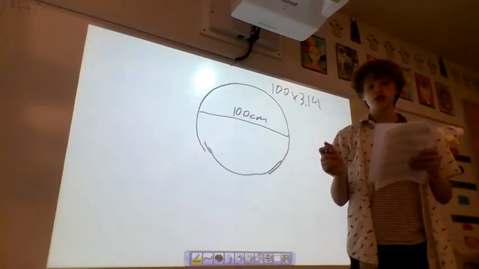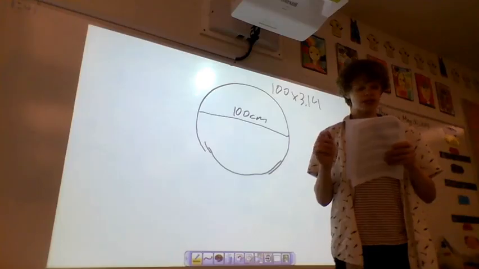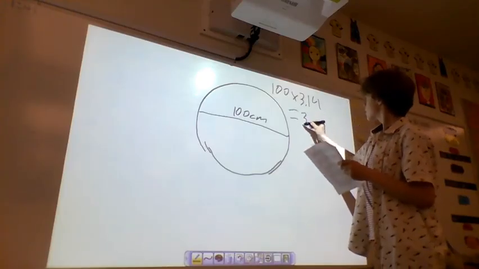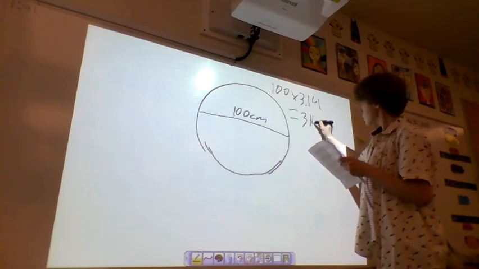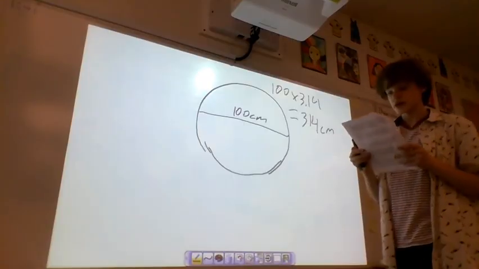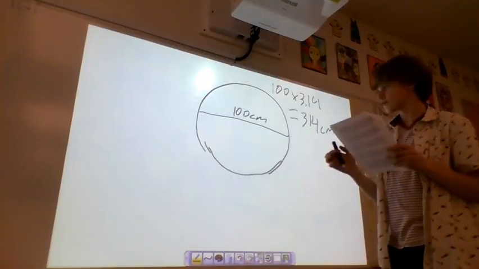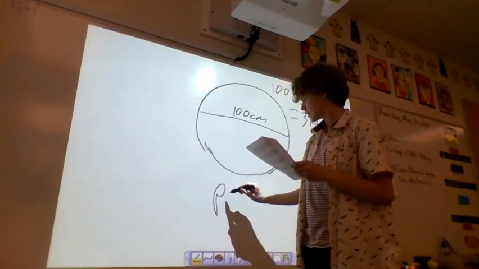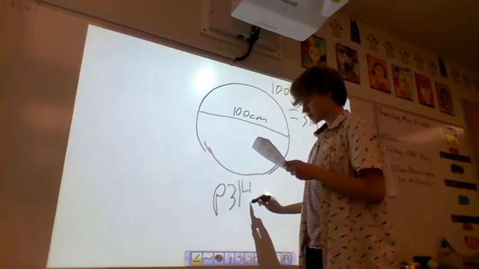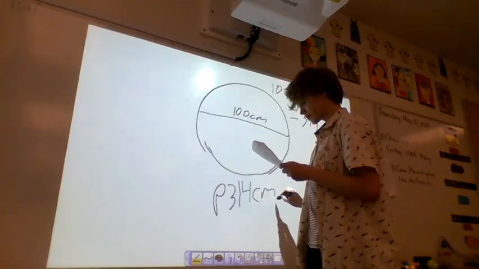We need to multiply 100 by 3.14, which will give us the number 314 centimeters. Therefore, the perimeter of the circle is 314 centimeters.